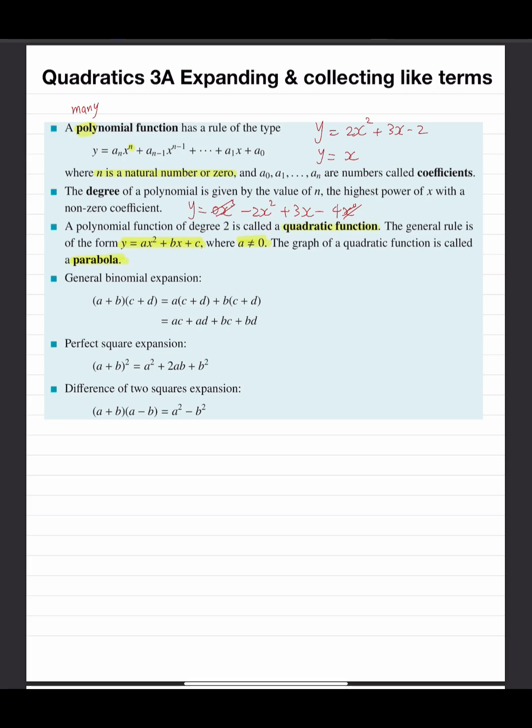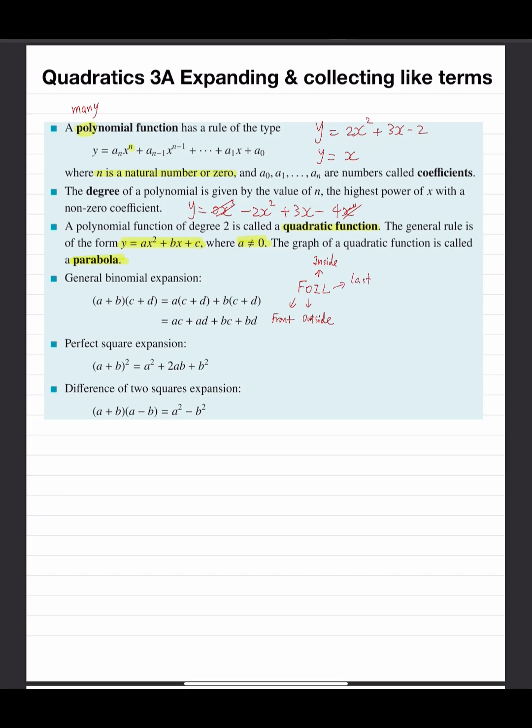So here we have some general binomial expansion concepts. Okay, if you have (a plus b) times (c plus d), you will expand this way. So a more familiar way that we use is called the FOIL. So what does FOIL mean? F stands for front, O is outside, I is inside, and L is last.